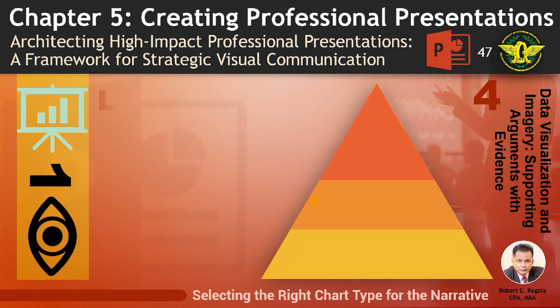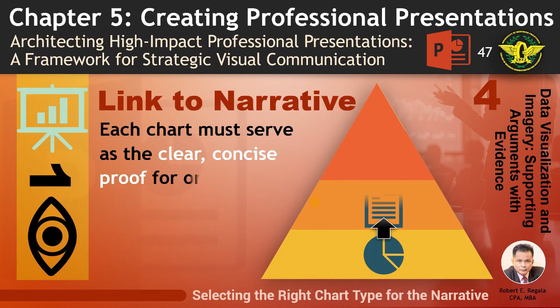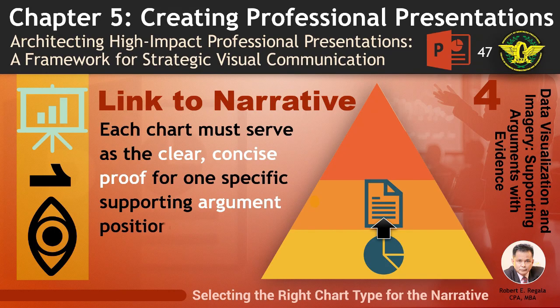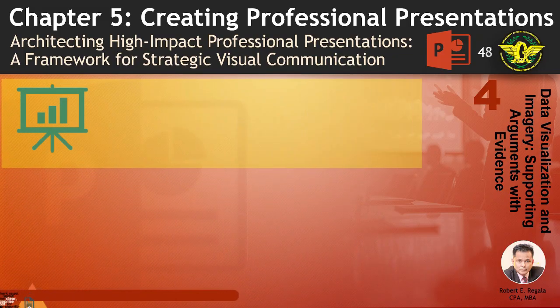The design of the data visual is inextricably linked to the narrative structure. Since the metastructure demands that arguments be supported by evidence and professional design requires the visual to focus on a single message, each chart must serve as the clear, concise proof for one specific supporting argument positioned higher up the pyramid. A chart that fails to deliver a single, unambiguous message compromises the argumentative integrity of the entire presentation.